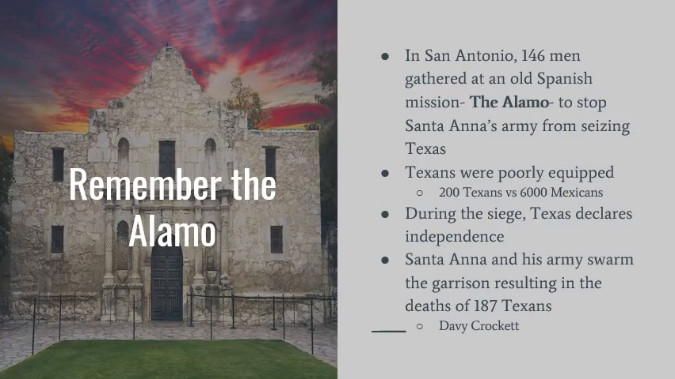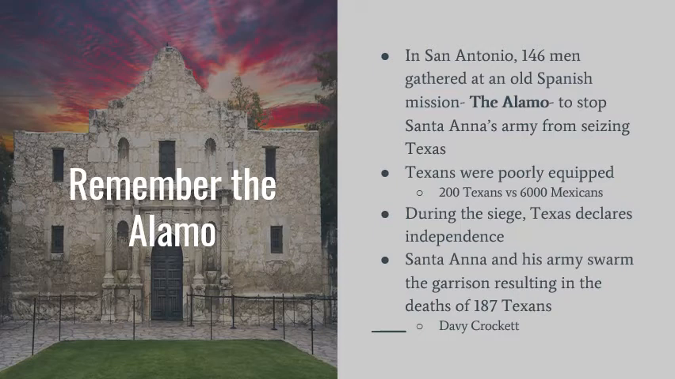General Santa Anna intends to drive Americans or Tejanos out of Texas. He even goes so far as to arrest impresarios like Stephen Austin for promoting revolution. As a result, Texas breaks out in rebellions. One of the most famous rebellions occurred in San Antonio at the Alamo.